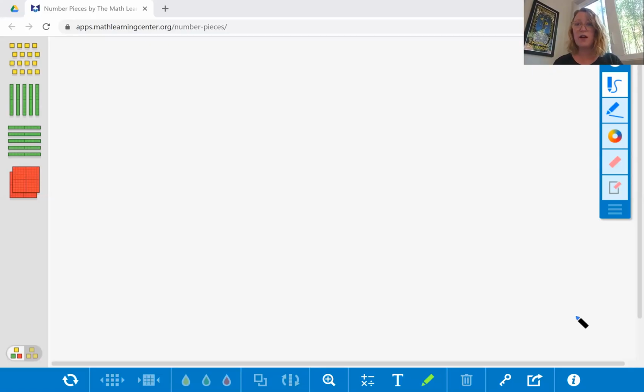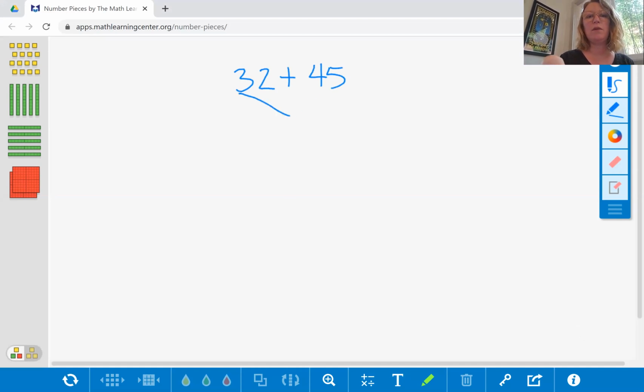When we are solving addition or subtraction problems, we have a lot of different strategies that we know how to use. One of them might be that we would decompose the problem into place value. For instance, if I'm solving the problem 32 plus 45, I might say, well, I know 30 plus 40 is 70, and I know that 5 plus 2 is 7, so the answer is 77.